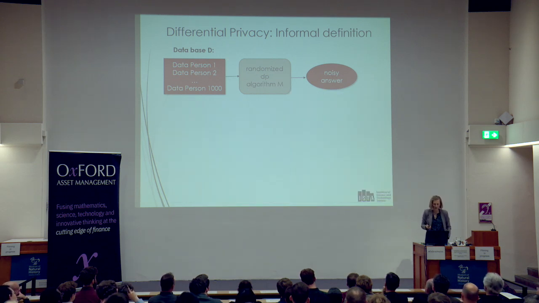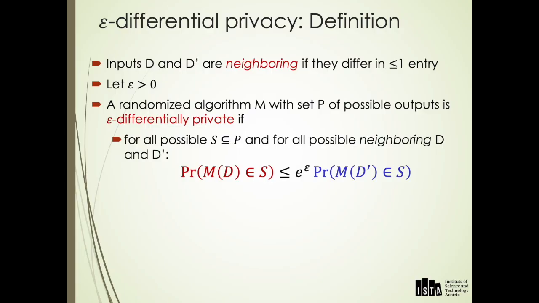Now, more formally speaking, we say two inputs are neighboring if they differ in at most one entry. And I will be more formal on the next slides because it depends on the application what one entry means. And epsilon is some number larger than 0. Now we say a randomized algorithm, or sometimes they call it mechanism, with a set P of possible outputs is epsilon differentially private. So P is all possible outputs.